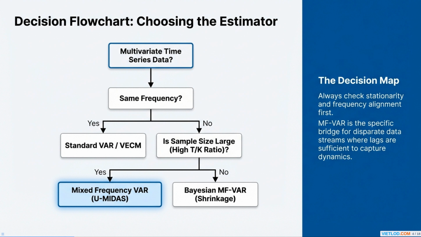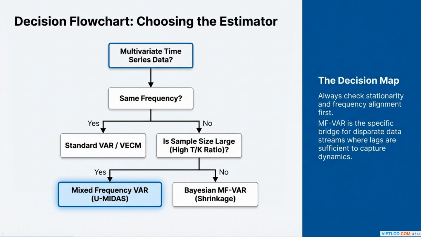This flowchart provides a roadmap for choosing the right model. We start with multivariate time series data. The first question is always, are the frequencies the same? If yes, and the data is stationary, a standard VAR is appropriate. If the data is non-stationary but co-integrated, you'd use a VECM. If the frequencies are different, we enter the realm of MVAR.